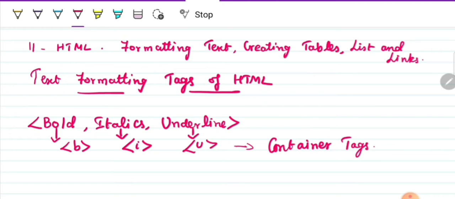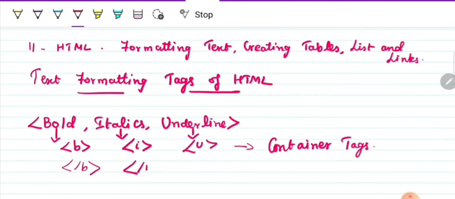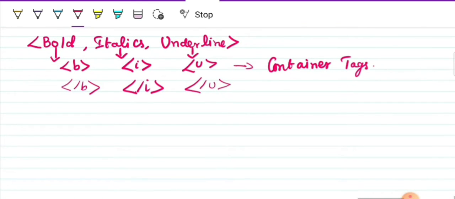What do you mean by container tags? We have already discussed this in the previous chapter. Container tags are nothing but tags that will also have a closing tag. Container means it will have an opening and we need to close that one, then only it is a container for you. Similarly, these three tags are container tags, that is, they are going to have a closing tag. These are the closing tags for bold, italic and underline. But don't forget these are container tags.